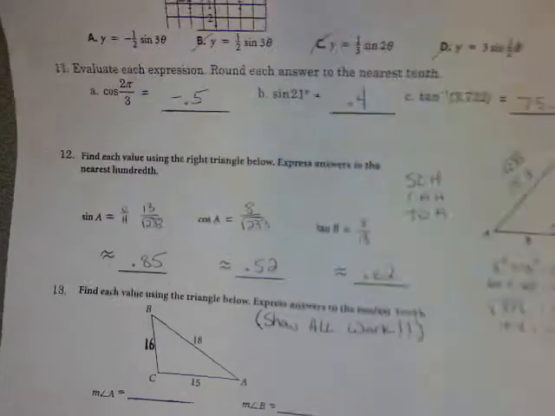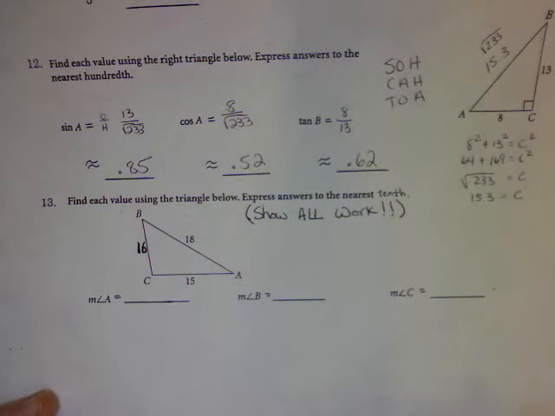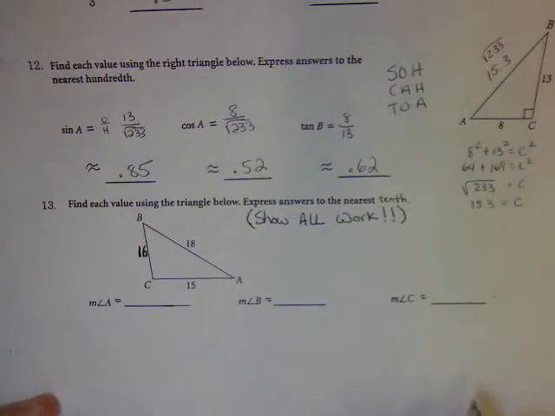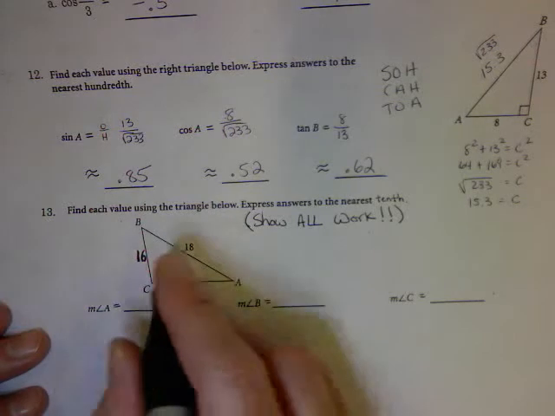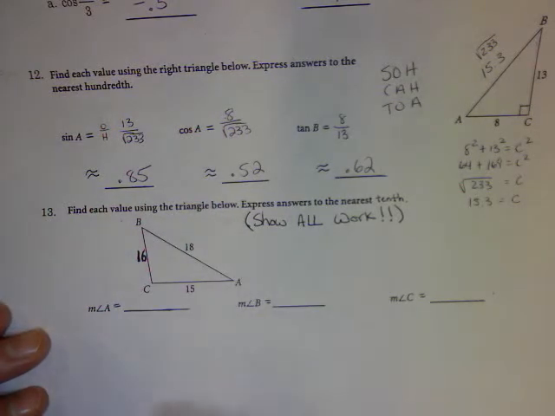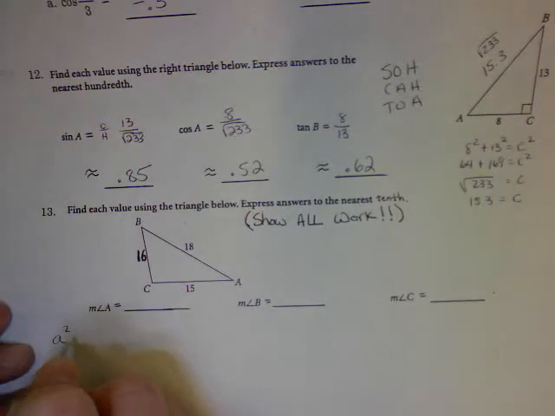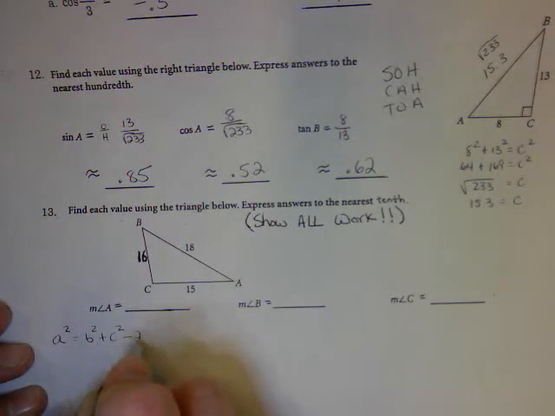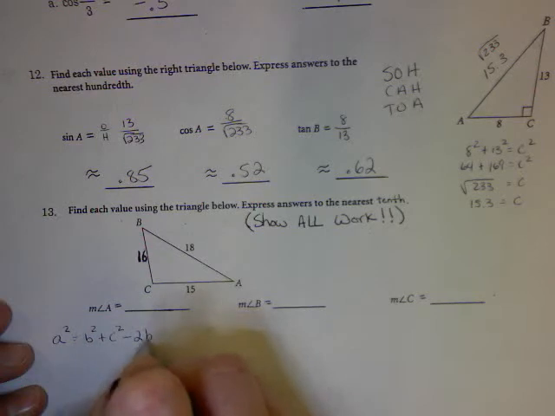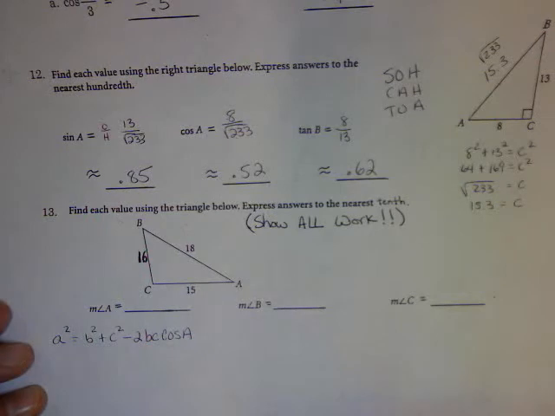Okay, in number 13, we are going to use the law of cosines or the law of sines for this oblique triangle. So we are looking for the measure of angle A. We have all three sides, so we're going to use the law of cosines. So law of cosines says that little a squared is equal to b squared plus c squared minus 2bc cosine of angle A.